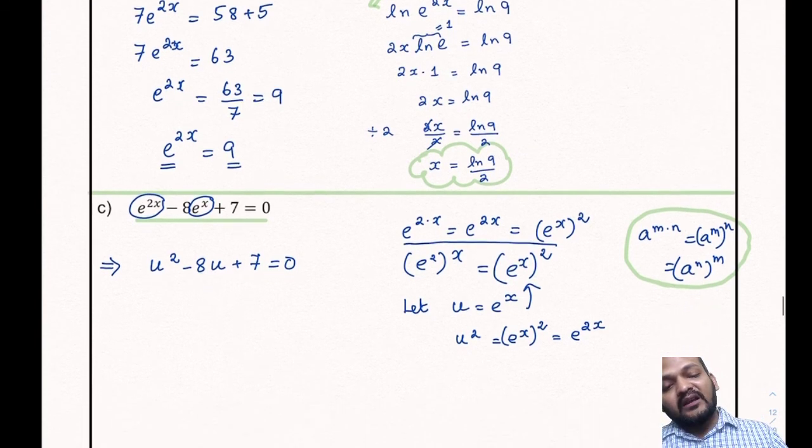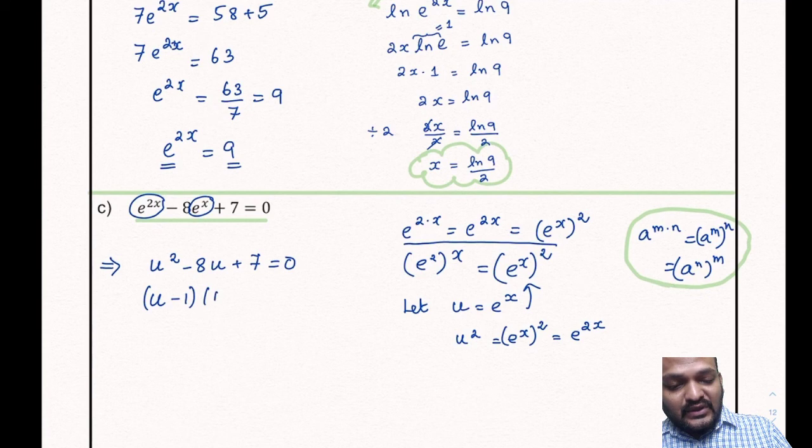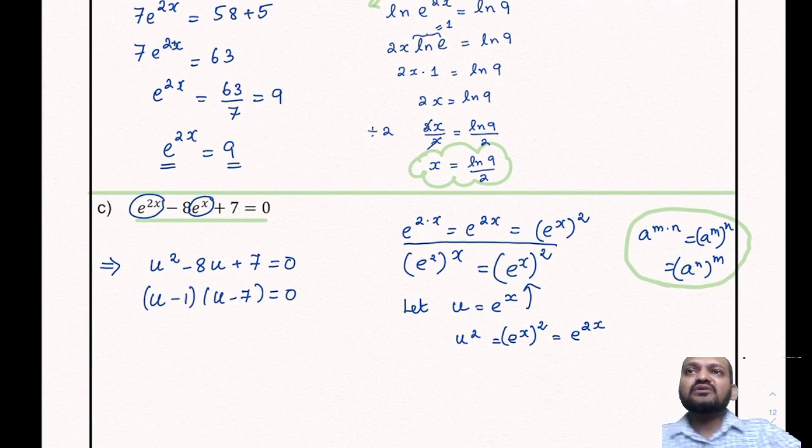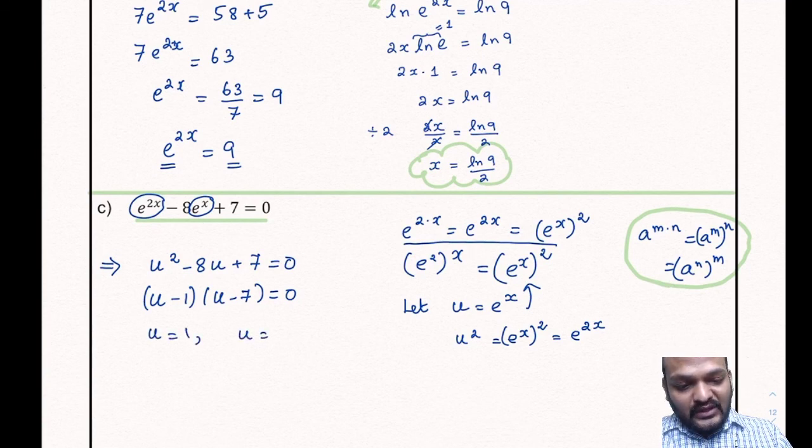Now this is a quadratic equation. We know how to solve them, so we can factor this out. If I factor this, you would all agree this would be u minus 1 times u minus 7 equals 0. That gives us two solutions: u is equal to 1 and u is equal to 7.